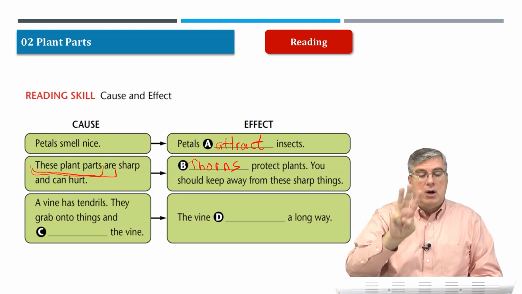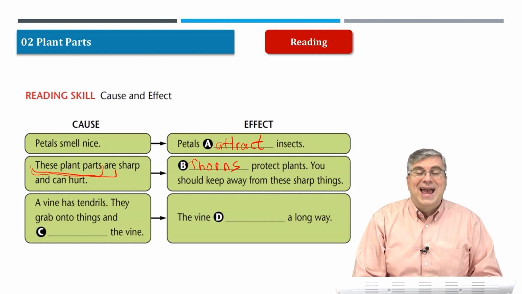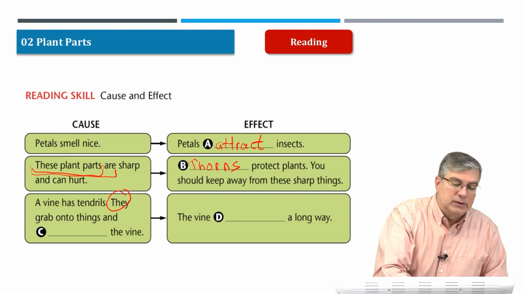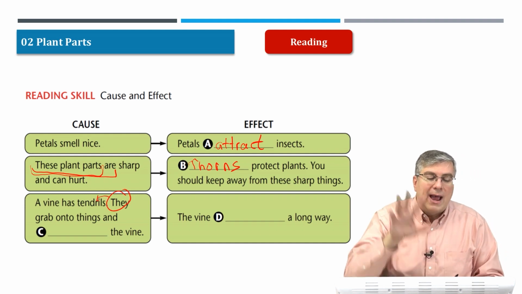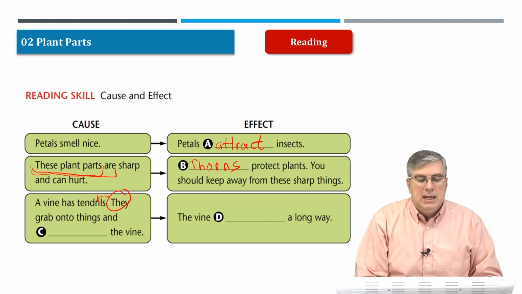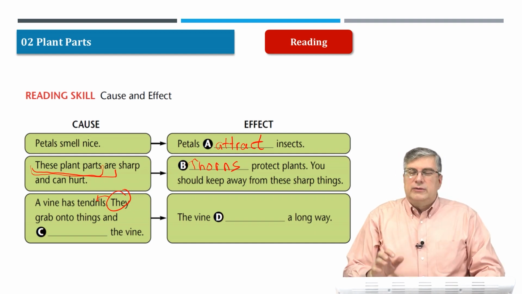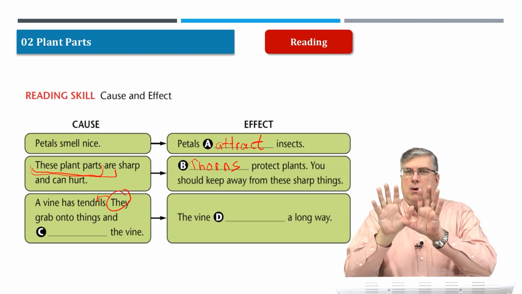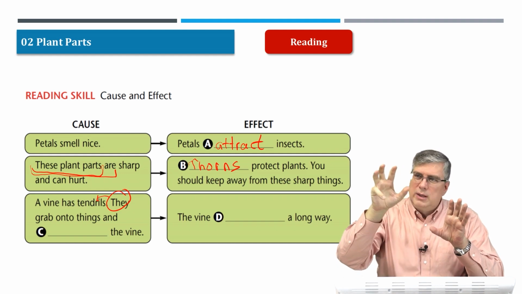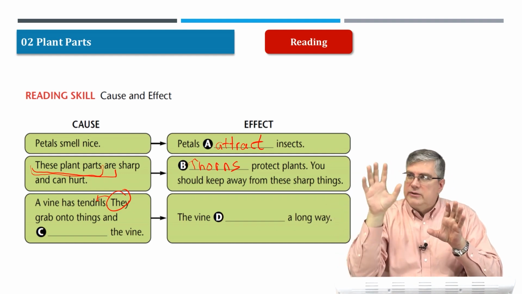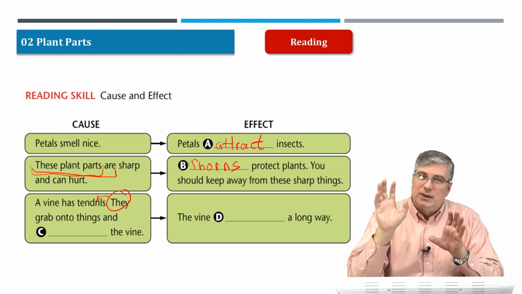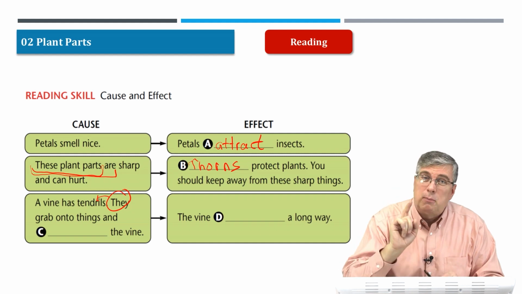Okay, the third cause and effect is a vine has tendrils. They refers to tendrils. They grab onto things and support the vine. Okay, so the tendrils, right? Think about a vine growing up a wall, right? If the tendrils don't grab onto the wall, the vine will fall to the ground. There's no way for the vine to stay on the wall. The vine needs to have some what? The vine needs something to support it.